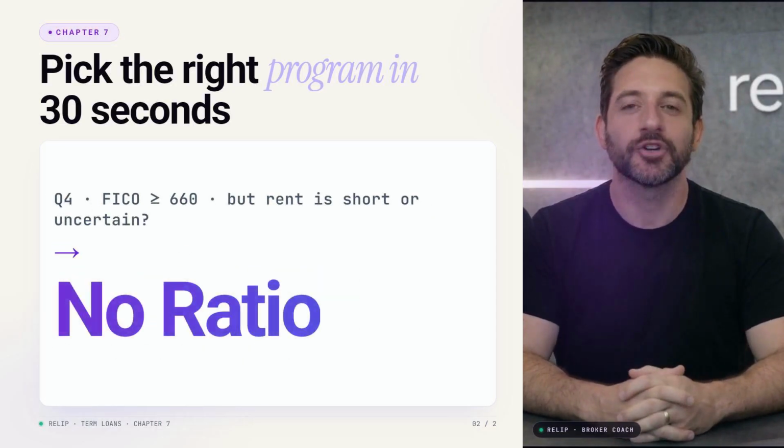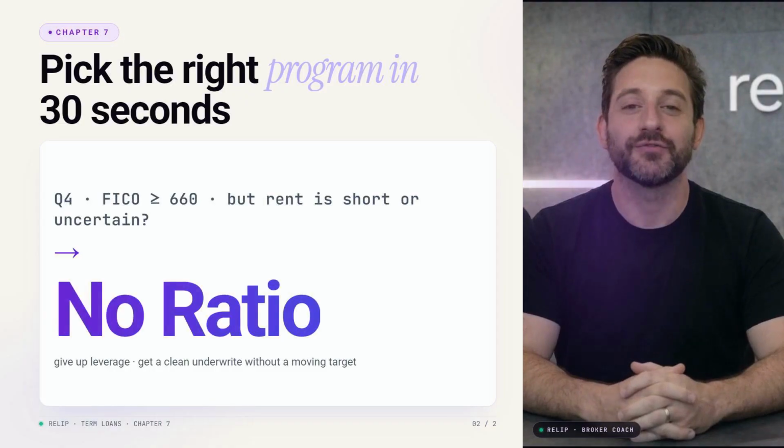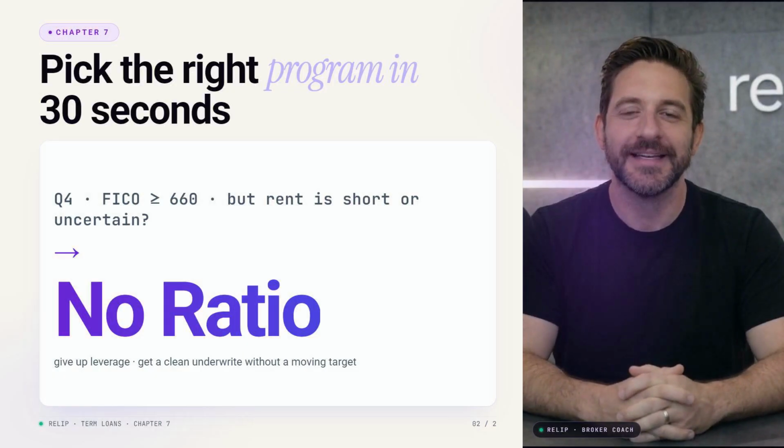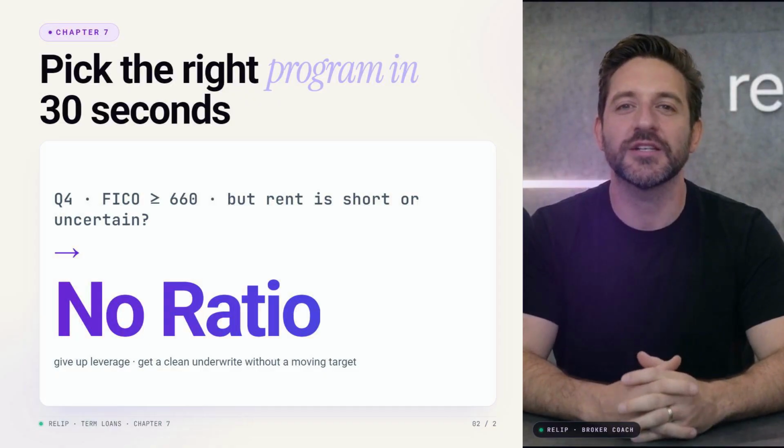Question 4. Credit is 660 or higher, but the rent doesn't cover the mortgage, or the rent picture is too uncertain to trust. The answer is no ratio investor. You trade some leverage for a cleaner underwrite. That's the whole decision tree.